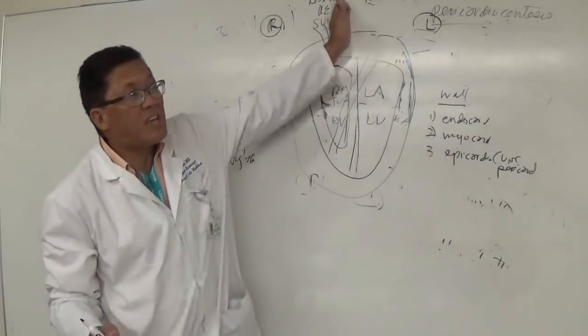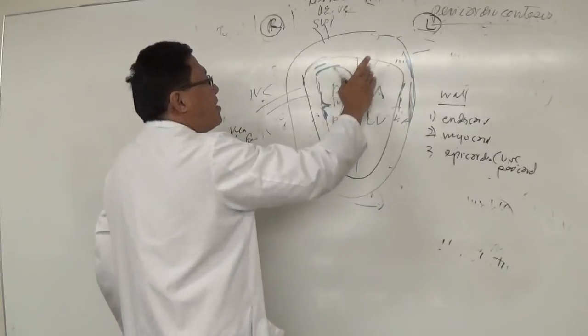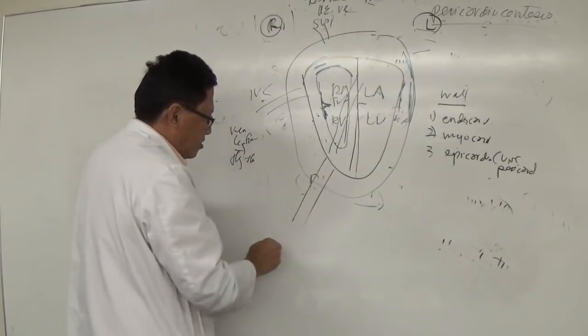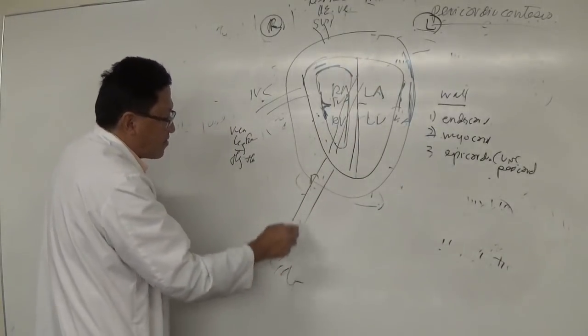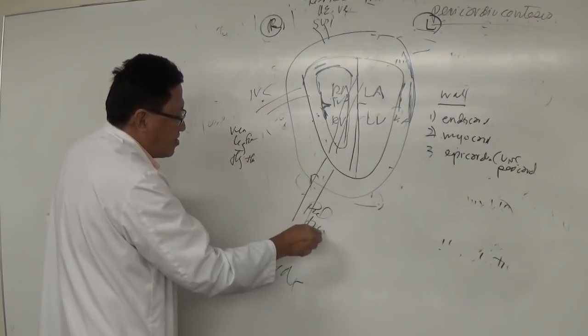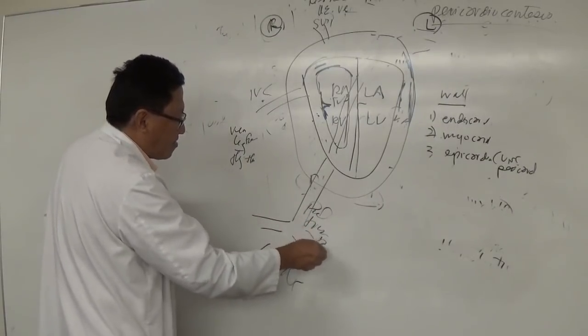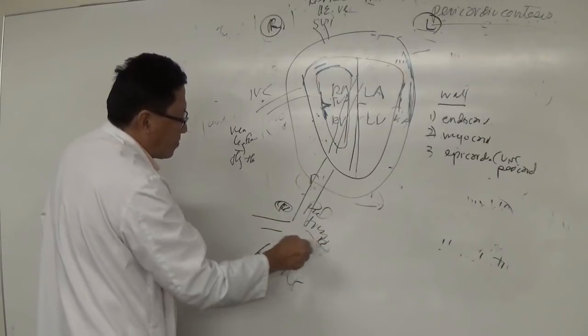It is right in front of the aorta, right? So for simple discussion, I just put it here. It goes to the lung, to the pulmonary what? Trunk, which divides into the right and left what? Right and left pulmonary what?